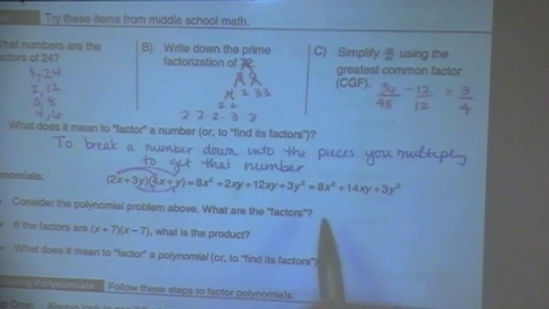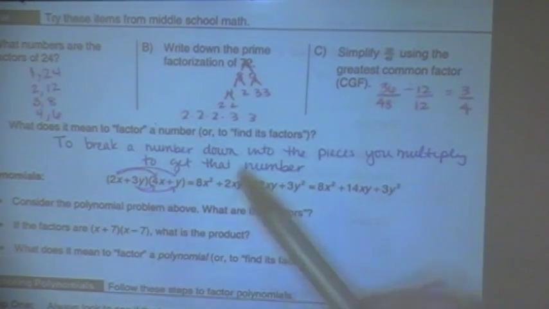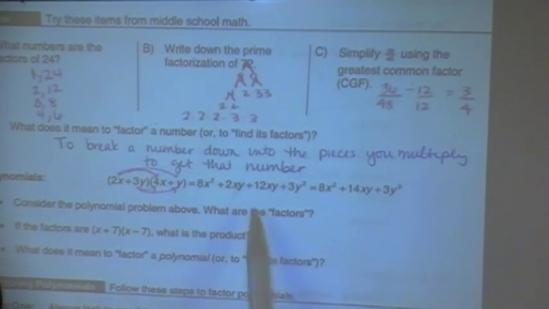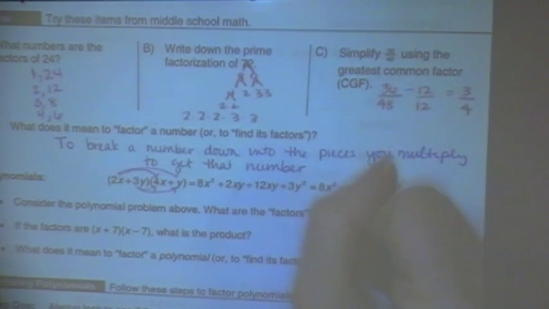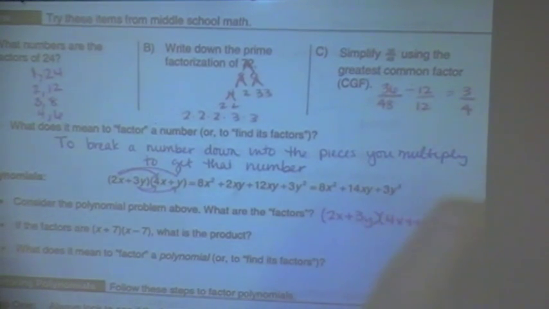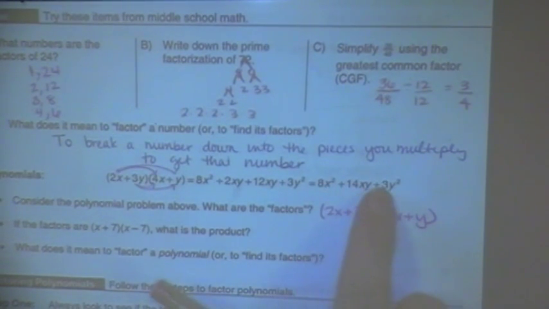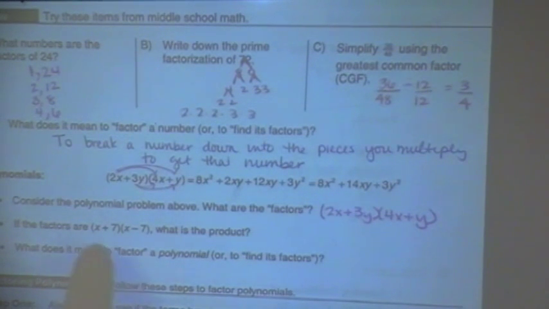Everybody good? Okay. So, considering what we just said factors were, consider this polynomial that we just talked about. What are the factors of this polynomial? 2x, 3y. Very good. 2x plus 3y is the first factor, and 4x plus y is the second factor. They are the things that you multiplied to get this polynomial.